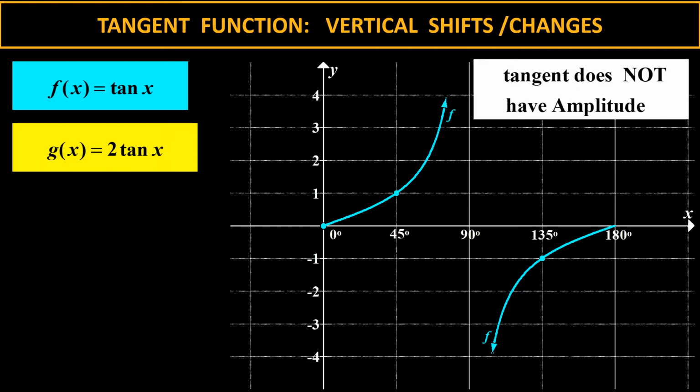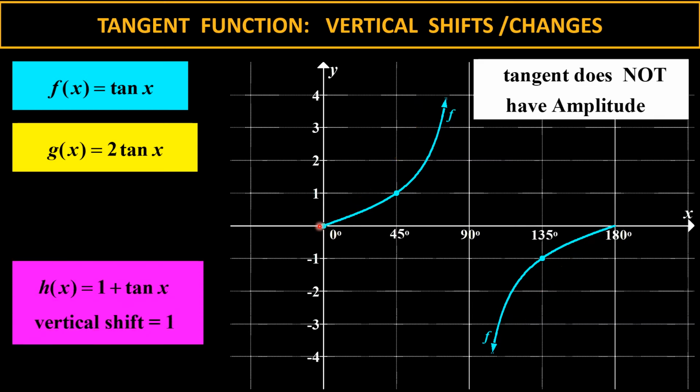So if I want to take g(x) equal to 2 tan x, that 2 is not an amplitude. So in other words, every output value has to be multiplied by 2. 2 times 0 will be a 0. 2 times 1 becomes a 2. 2 times negative 1 becomes a negative 2. 2 times 0 becomes a 0. And there's my 2 tan x graph. Same asymptote, same period, right? It's just stretched. And the 0, 0 remains 0, 0.